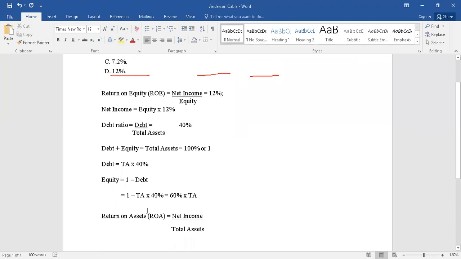Now come to this equation. Now we are asked to calculate what is return on assets. Return on assets is equal to net income divided by total assets. The net income, we have converted that in terms of equity. In place of net income, we have it as 12% of equity divided by the total assets.